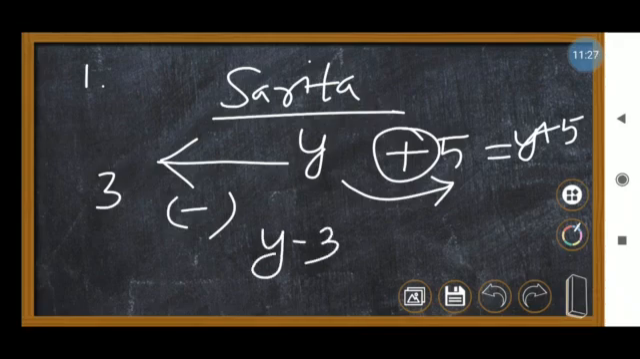Okay students, and the next one: Sarita's grandfather is 6 times her age. So if her age is y, her grandfather's age will be 6 times that. So we have 6y. Present age means 6 times, 6 into y, 6y.